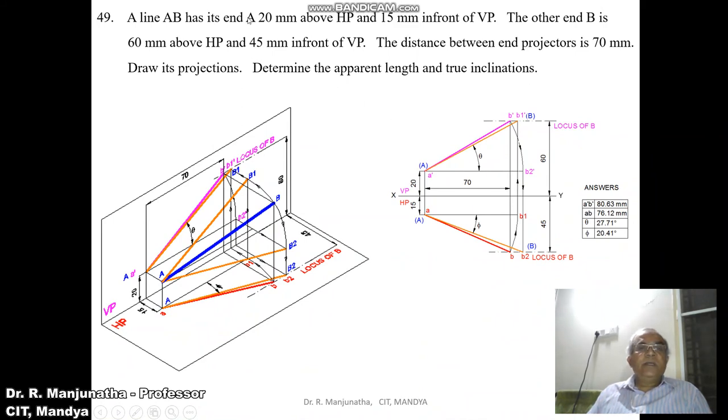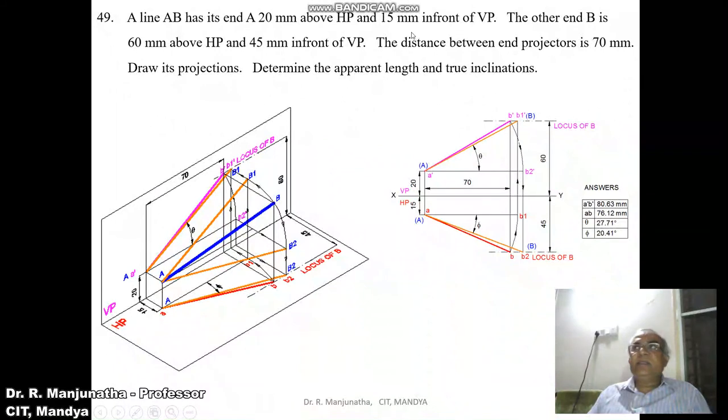So here he says end A is 20 mm above HP. So when you look from the front view, we can see the distance above HP. When it is projected, it will be projected onto the vertical plane, which is VP, by a distance of 20 mm. So we can mark this point as A dash.